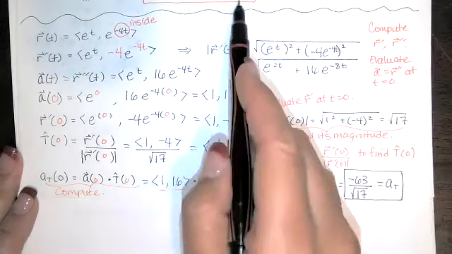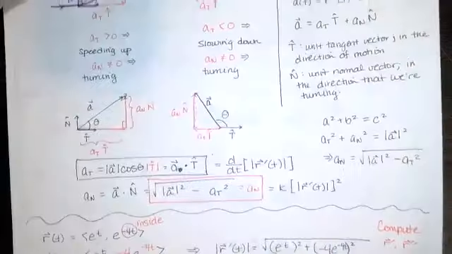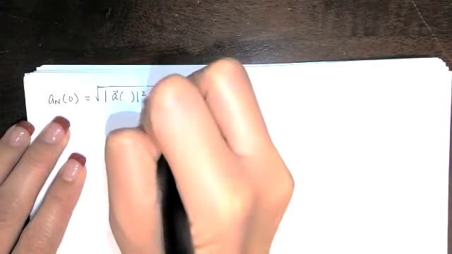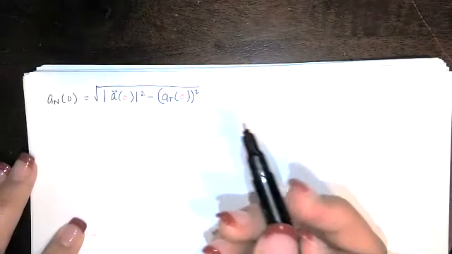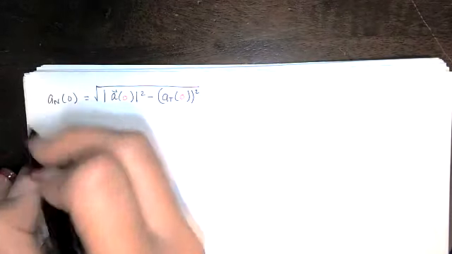All right, so that was the first part that we were asked to find. The second part that we were asked to find was that normal component of acceleration. So we're going to use this formula. We're just going to evaluate everything at t equals 0. Easy breezy. So our normal component of acceleration at 0 is this. And we've got everything that we need. We just need to compute this magnitude.